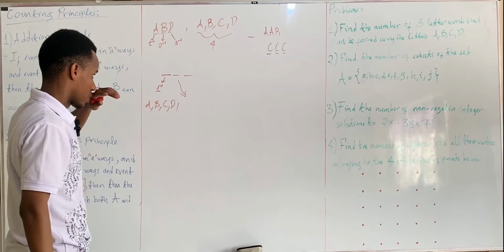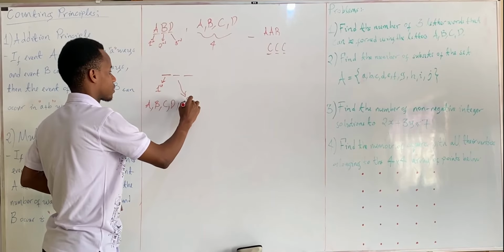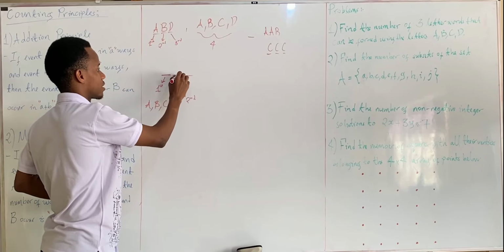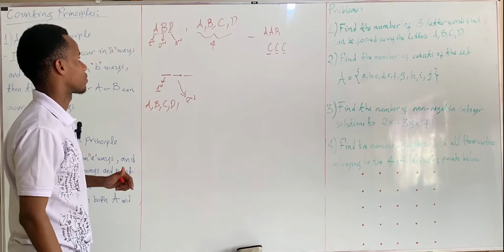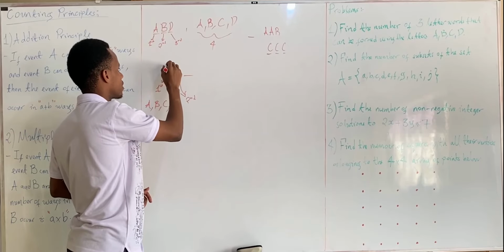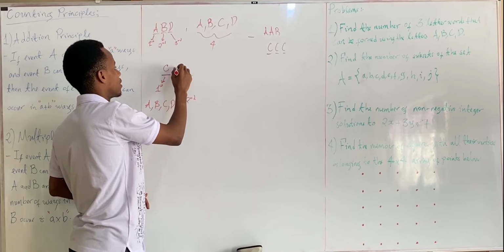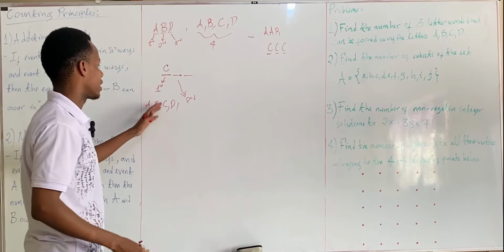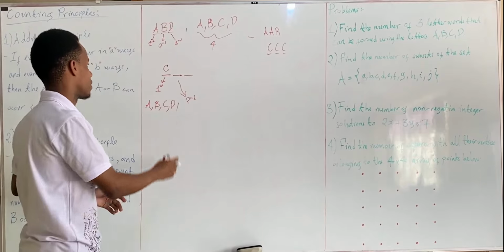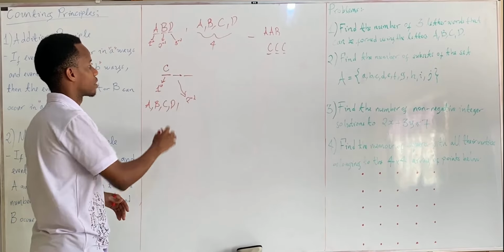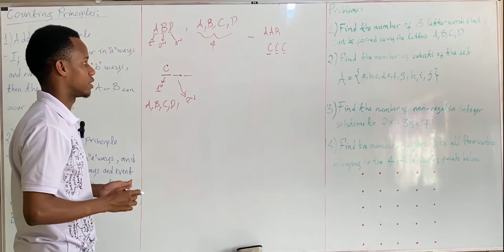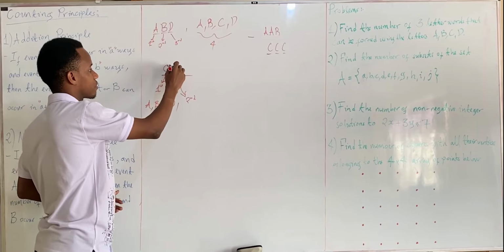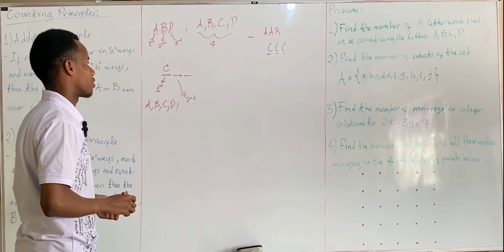And the letter on the second position does not depend on what the first letter was. So for example, if here I had put C, then the next letter can be any of these four. So it can be A, B, C, or D. So the first letter does not affect what the second letter will be. So in this case, we also have four number of ways of filling this spot.